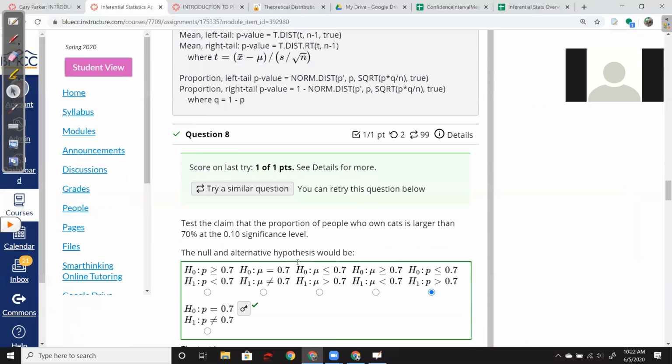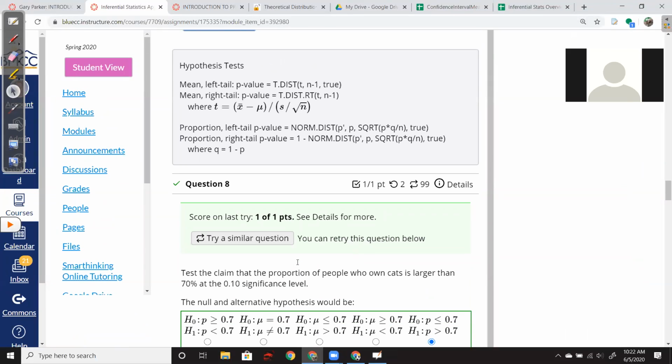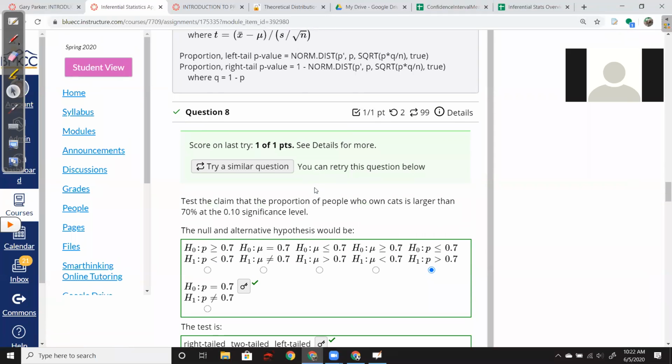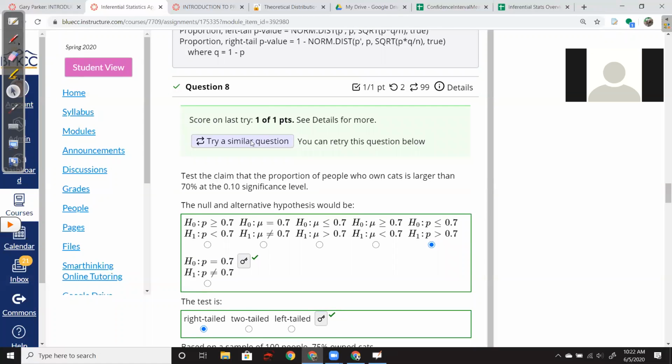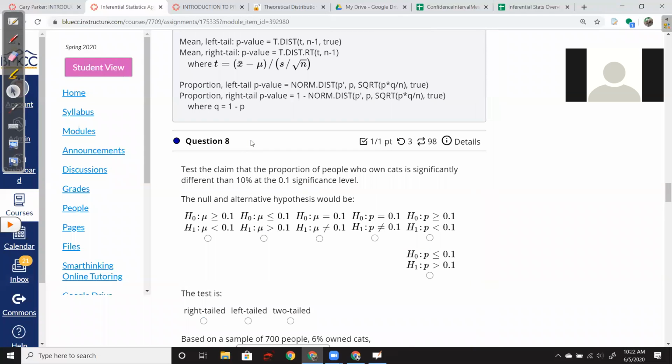5, 6, 7, 8. Okay, so in 8, our hypothesis test, we're either using a t distribution, which means we have a mean we're testing, or we're using a normal distribution, which means we're testing a proportion. And this one, number 8, is people who own cats. I already did this version, so I'm going to do a similar one. Every time you bring this up, it's going to be a little bit different. Sometimes it's the proportion of people who own cats is less than some percent, or more than some percent, or significantly different. So you're either going to get a left tail, a right tail, or a two tail.